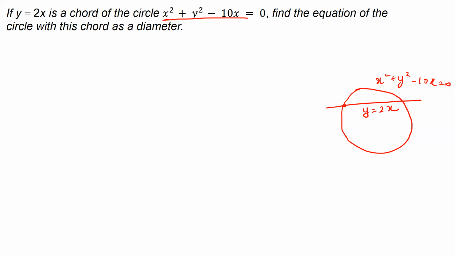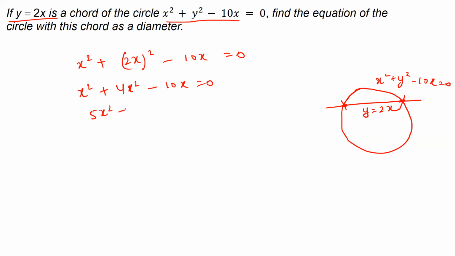Now I want to find out the equation of the circle where this chord is the diameter. No problem. What I need to do is just figure out what these 2 points are. And always remember, whenever you want to find the point of intersection, just solve these equations. So all I need to do is solve y is equal to 2x and x square plus y square minus 10x is equal to 0. So let's put y is equal to 2x in this equation. And now we'll be getting a quadratic equation, and all we need to do is solve it.